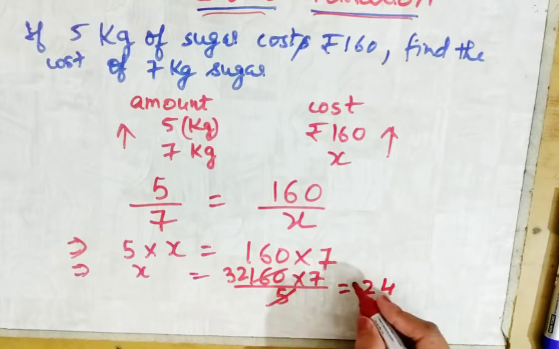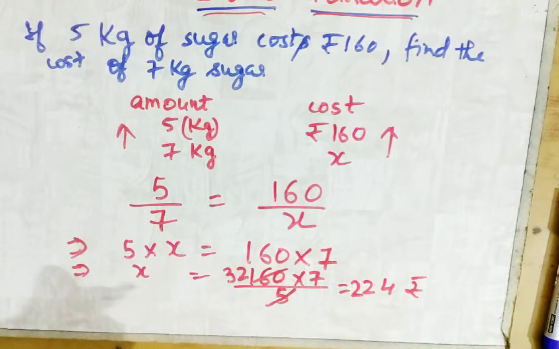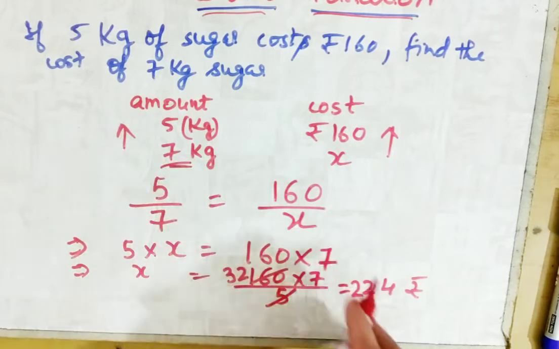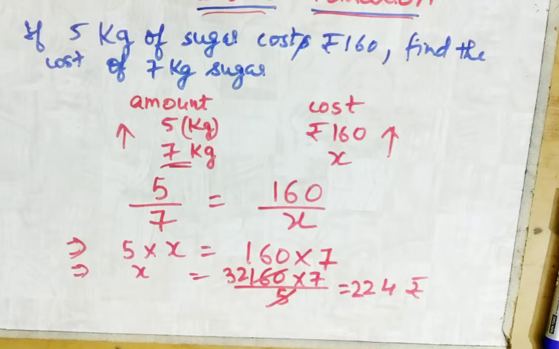It is 224. Rupees 224 is the price of how much sugar? We were supposed to find out 7 kg sugar. So the cost of 7 kg sugar is rupees 224. Right, children?